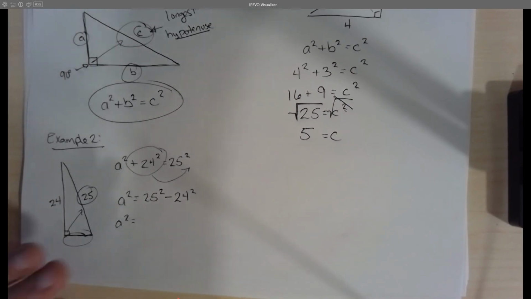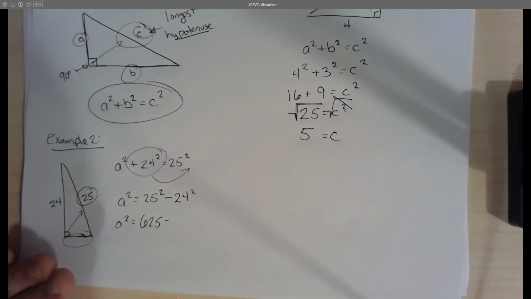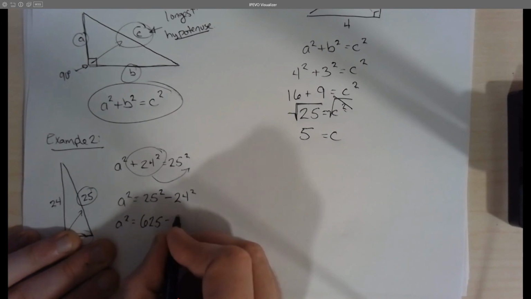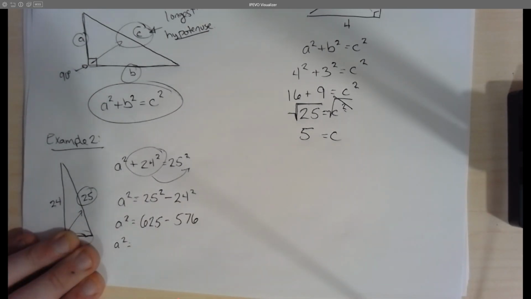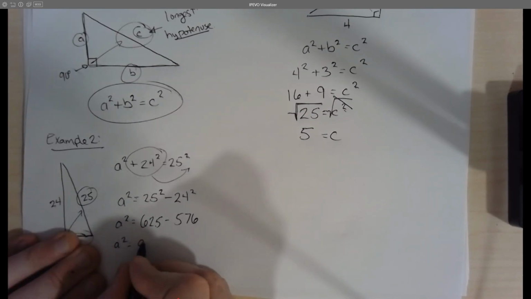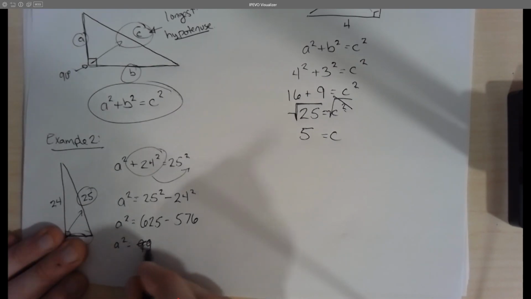So 25 squared would be 625. 24 squared is going to be 576. When I subtract them from one another, so 625 minus 576, I'm going to get 99. Sorry, not 99. I should get 49.